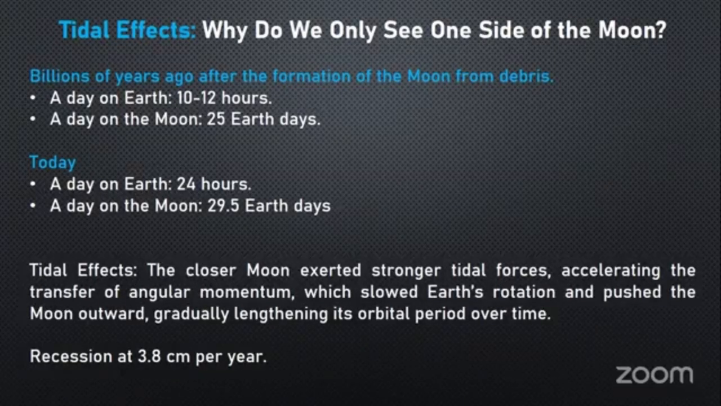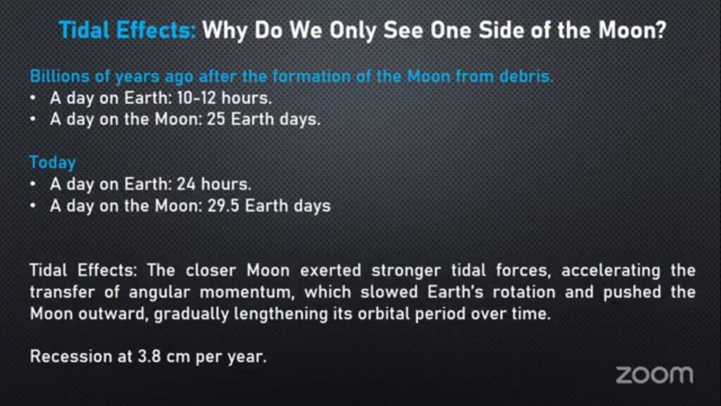So there was a transfer of angular momentum from Earth to the moon, and that pushed the moon further out. Even today, it is still happening. Every year, it is estimated that the moon moves away from Earth by about 3.8 centimeters per year.